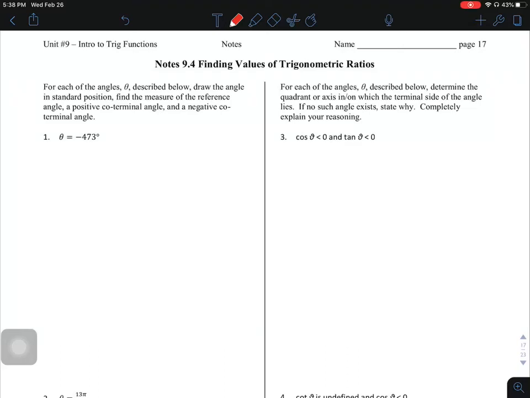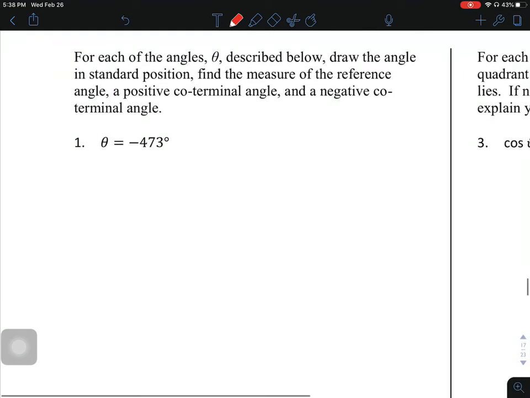PreAP Precalculus Notes 9.4, Finding Values of Trigonometric Ratios. For each of the angles theta described below, draw the angle in standard position, find the measure of the reference angle, a positive coterminal angle, and a negative coterminal angle. We've got 4 things to do.